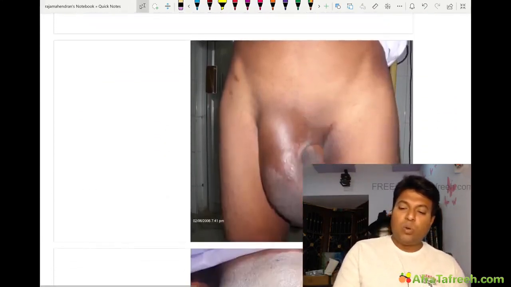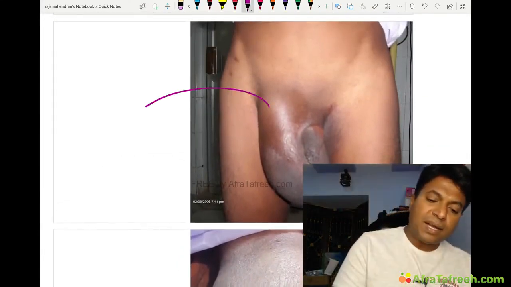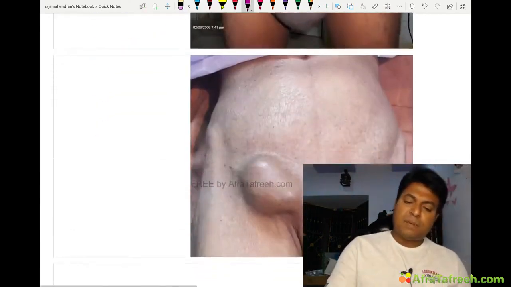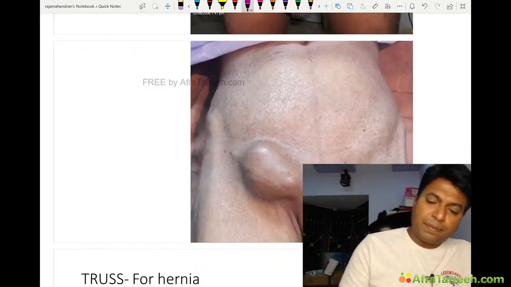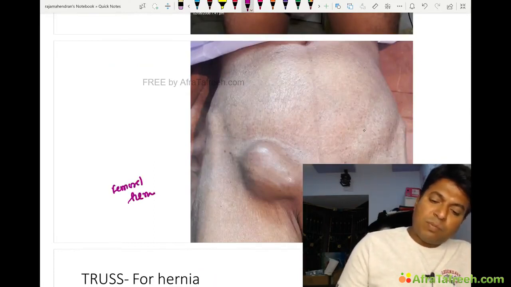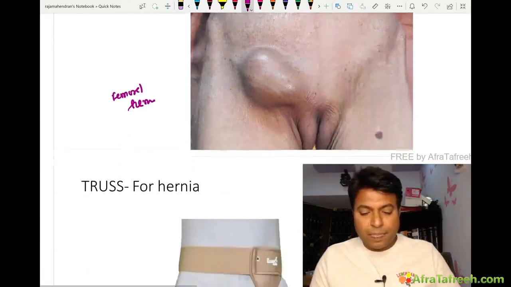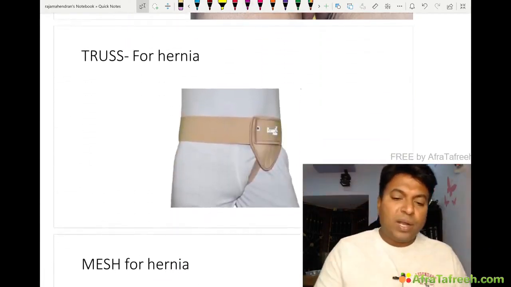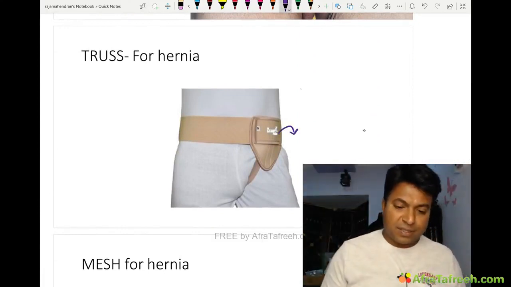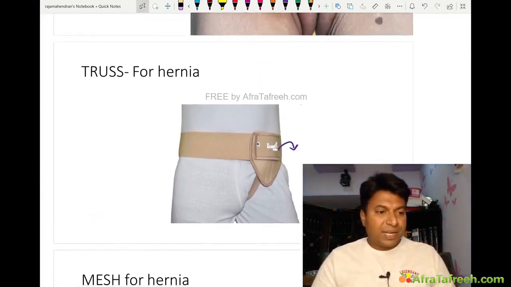So this is a picture showing you an irreducible hernia. This is a picture showing you a femoral hernia. Here an obstructed femoral hernia is shown, and this is a picture showing you an old instrument used for hernias. No more is it advised nowadays. It is a truss. These are all some images you can get in the exam.